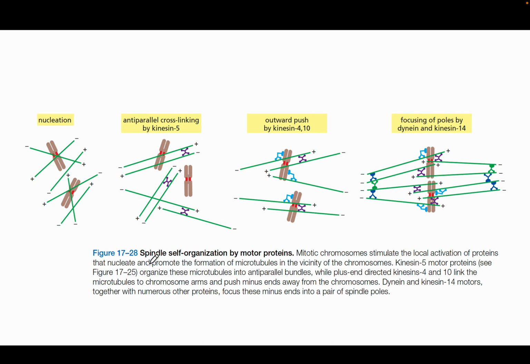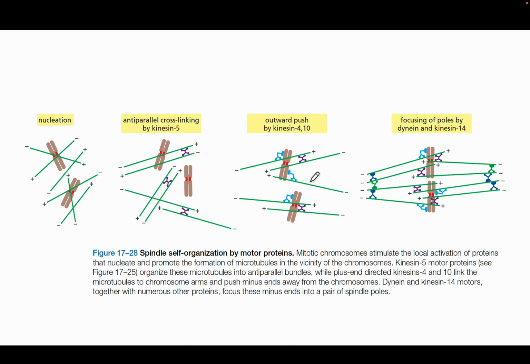So here we will see the spindle self-organization by motor proteins. Mitotic chromosomes stimulate the local activation of proteins that nucleate and promote the formation of microtubules in the vicinity of the chromosome. Kinesin 5 motor proteins organize these microtubules into antiparallel bundles. As I was discussing, they have two motor domains, so they can interact with both microtubules. So they are organizing these antiparallel bundles, positive to negative and negative to positive. So it's called antiparallel.